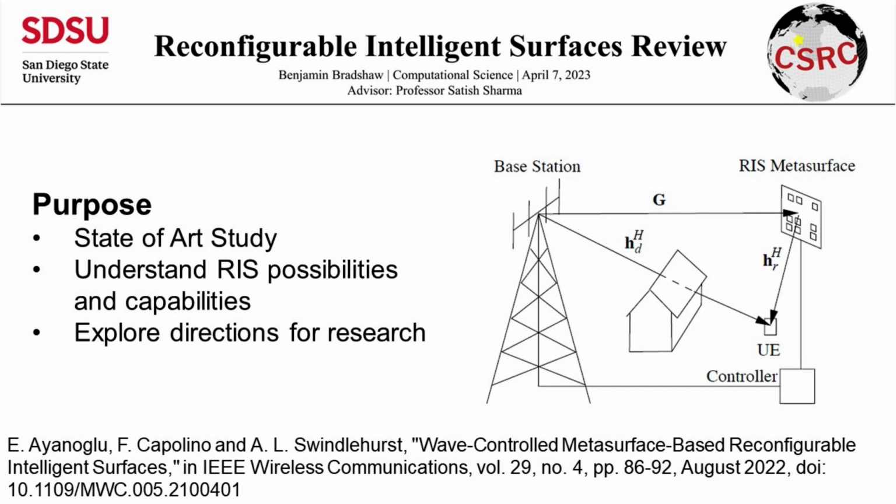RIS systems are reflective surfaces that can control their reflective properties to create optimal paths from base stations to users. Specifically, if you look at the figure on the right, a reconfigurable intelligent surface can be used to reflect around obstacles. These are important to reduce losses, especially for 5G and 6G communications, as these are inherently lossy, and 6G will not be able to be implemented without being able to reduce the losses. So we also want to understand the possibilities and capabilities and explore future directions for research in our lab.